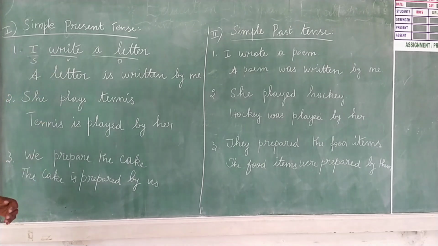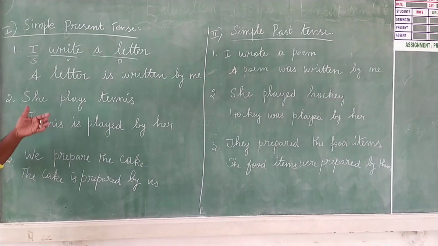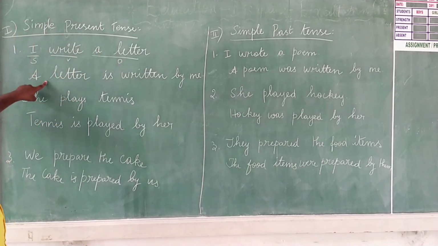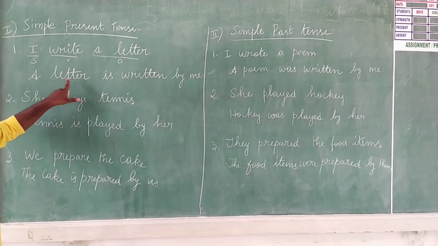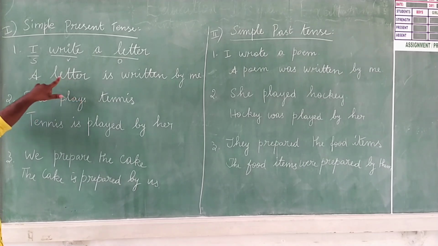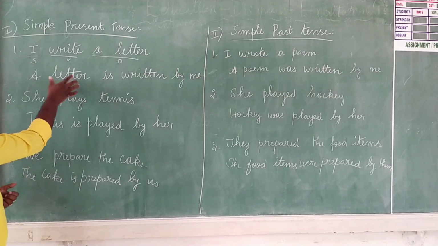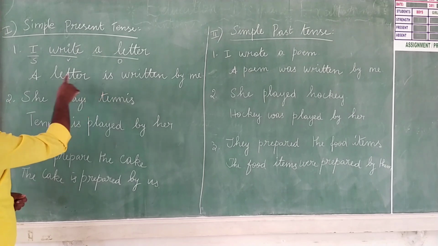Okay. So as I told you already, we should always use the be form in the passive. The object has become the subject. A letter, the object, has become the subject of the sentence. A letter is a singular noun, so we should use is. If it is a plural noun like the letters, which means it is plural, then the letters are. Since a letter is singular, we should use the singular present form of the verb: is. A letter is.